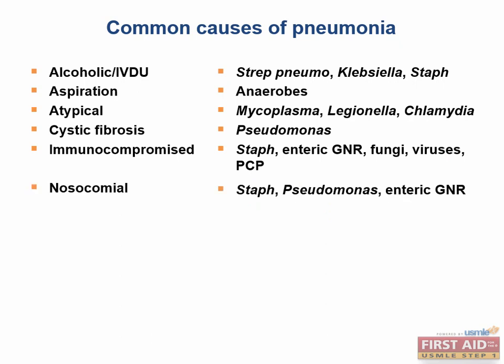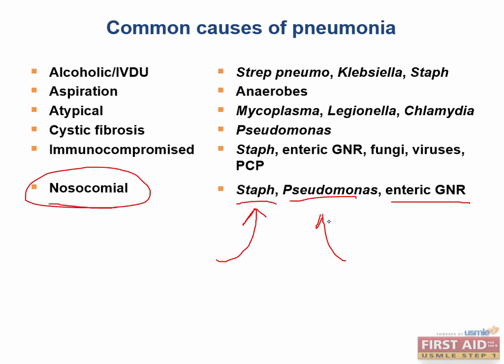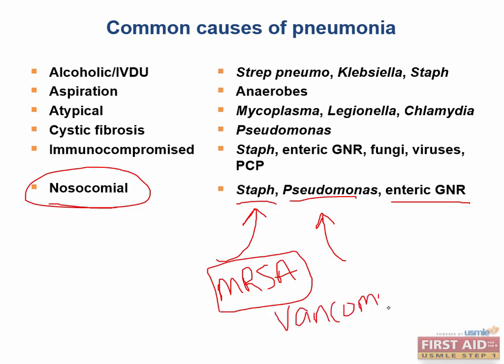What does nosocomial mean? It means that it's hospital-acquired. Hospital-acquired or nosocomial pneumonia is most commonly caused by Staph aureus, Pseudomonas, or enteric gram-negative rods. Anytime you have a patient that is in a hospital or a nursing home that comes in with pneumonia, you need to make sure to cover with appropriate antibiotic coverage for Staph aureus and Pseudomonas, and actually you need to even cover for MRSA. Do you remember the first-line treatment for MRSA? That would be our good buddy vancomycin. Very good.